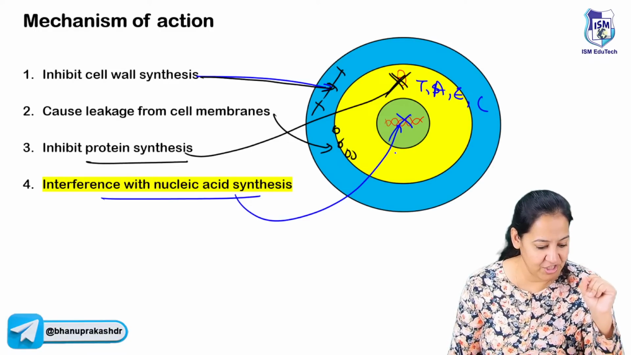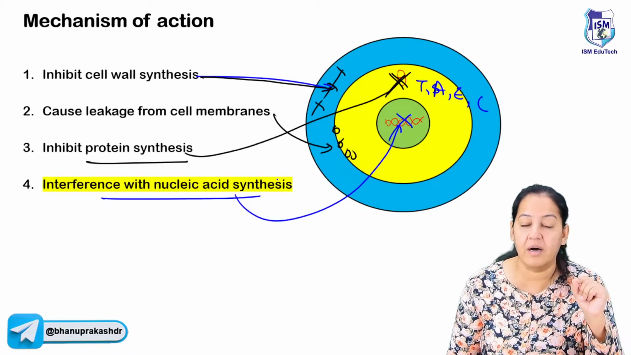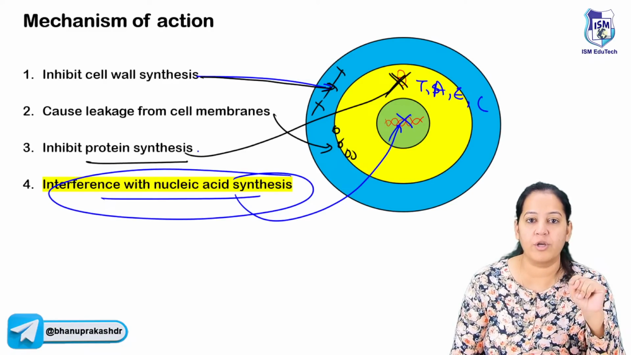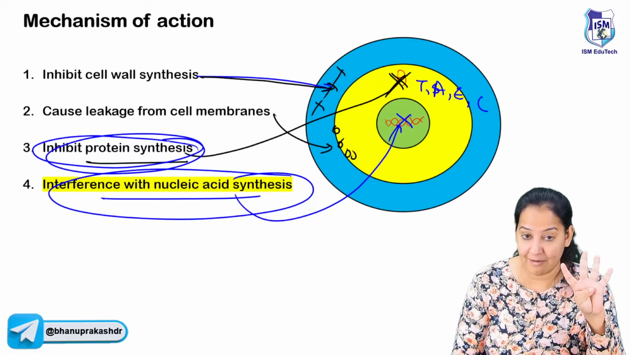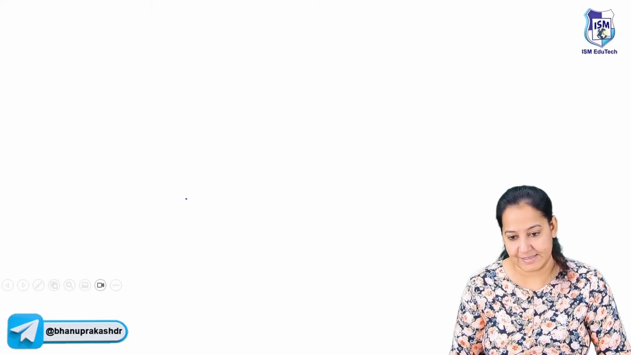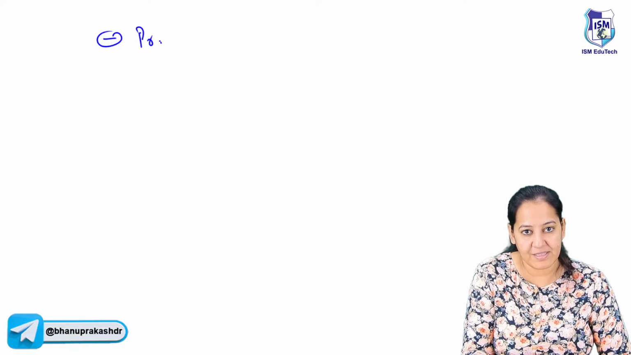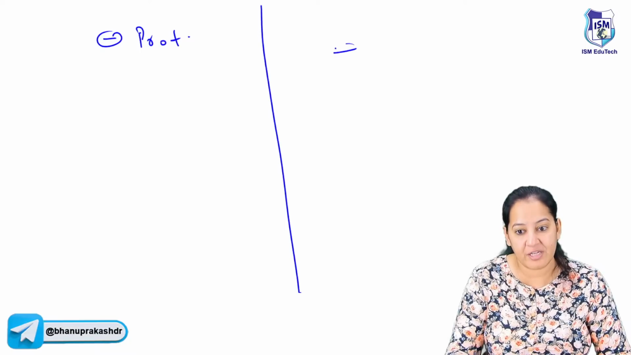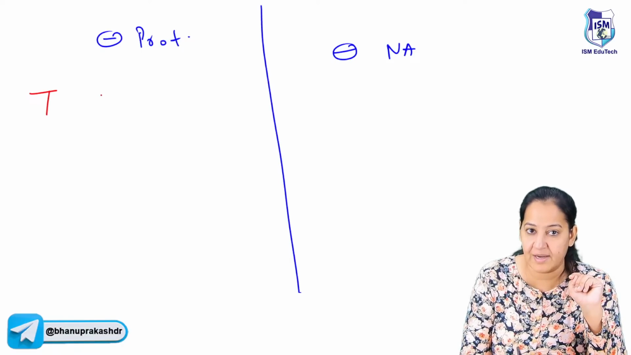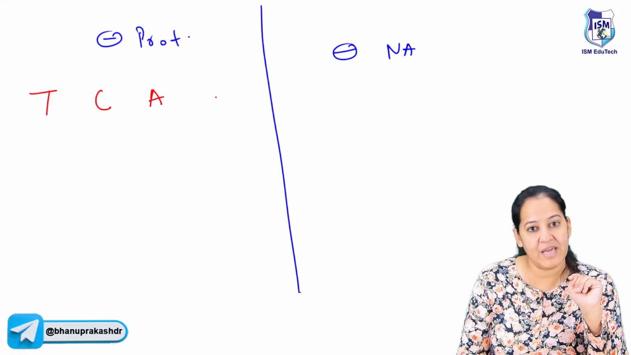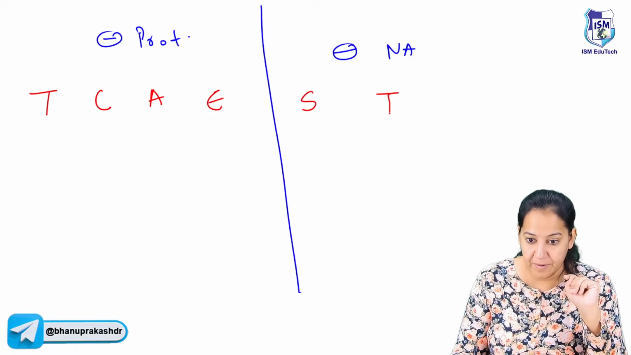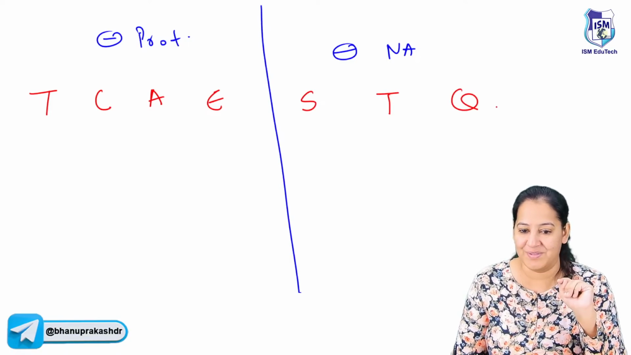So currently I am teaching you the drugs which inhibit nucleic acid synthesis. I already taught you the 4 drugs which inhibit protein synthesis. Which 4, you know that? Now I am teaching you the 3 drugs which inhibit nucleic acid synthesis in the bacteria. The 4 drugs which inhibit protein synthesis are tetracycline, chloramphenicol, aminoglycoside, and erythromycin or macrolide. Here I will teach you 3 drugs: sulfonamide, trimethoprim, and quinolones, the fluoroquinolones.